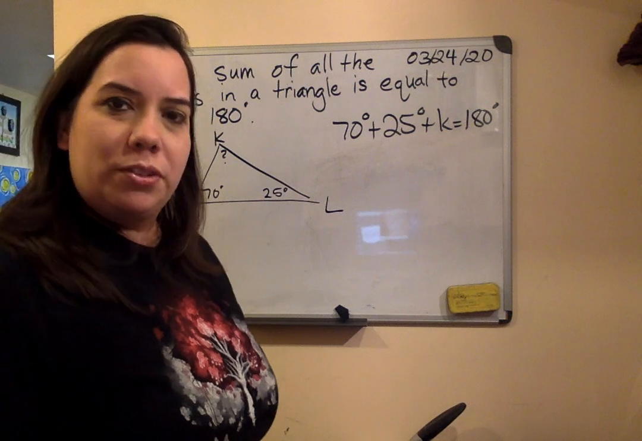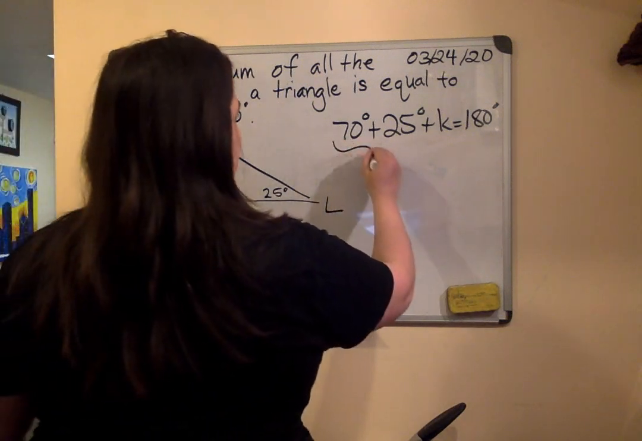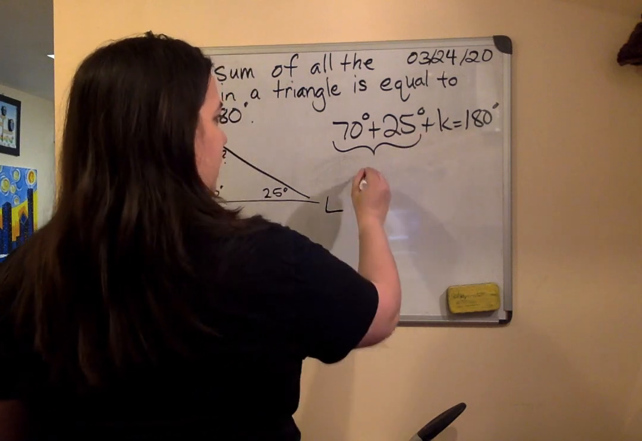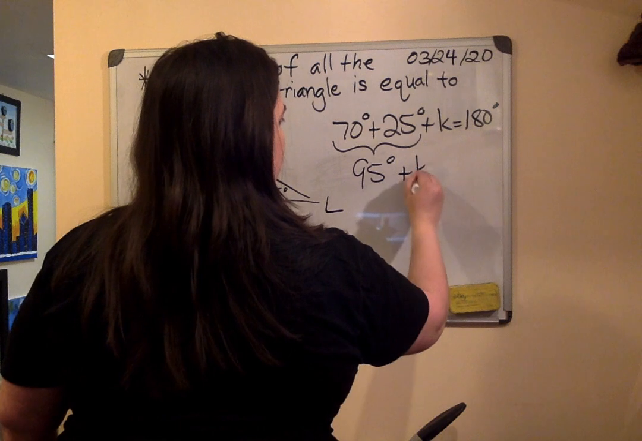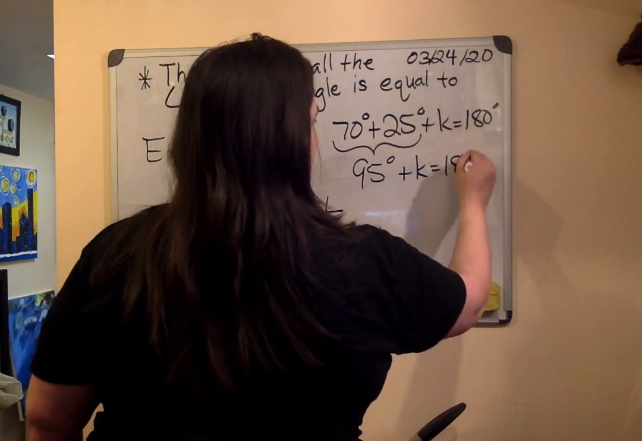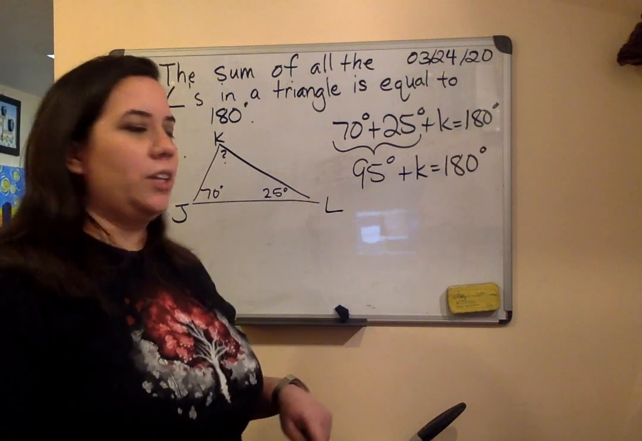What do we have to do first? We have to add, of course. So we're going to add the 70 and the 25, and that should give us 95 degrees plus K equals 180 degrees. All right. Now, we're almost done.